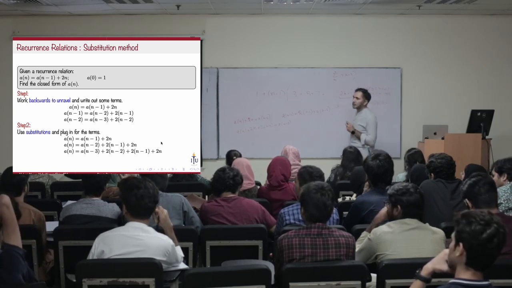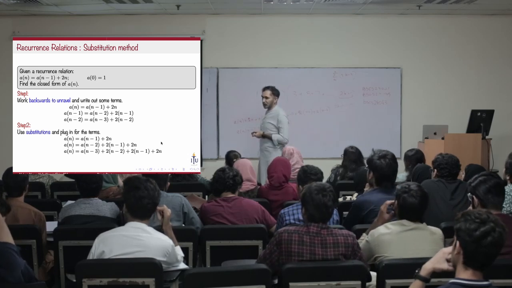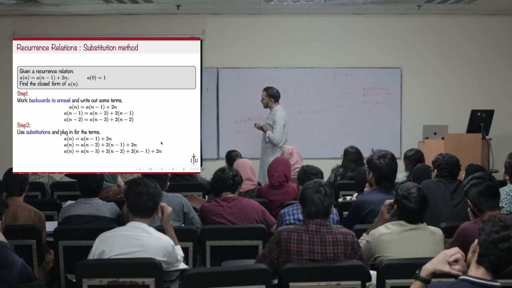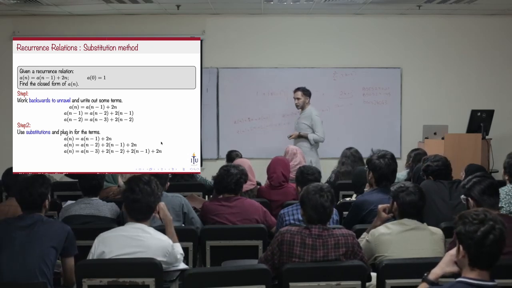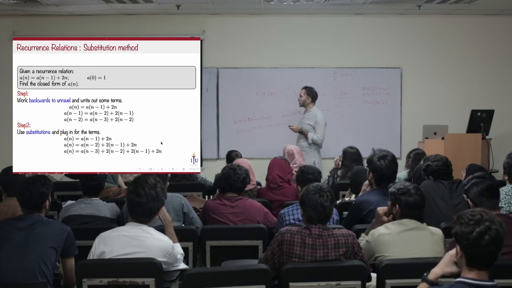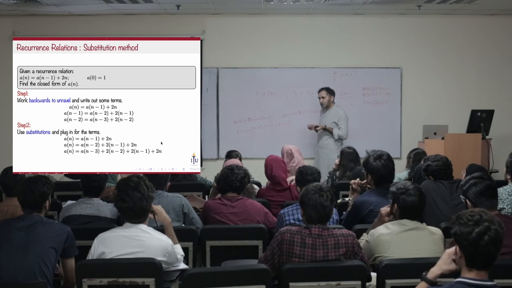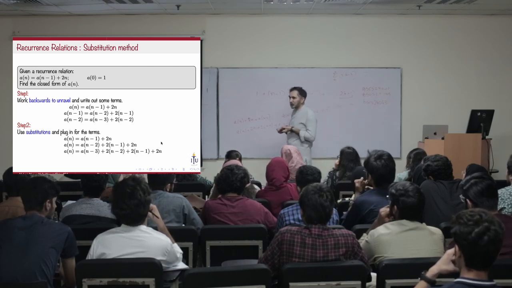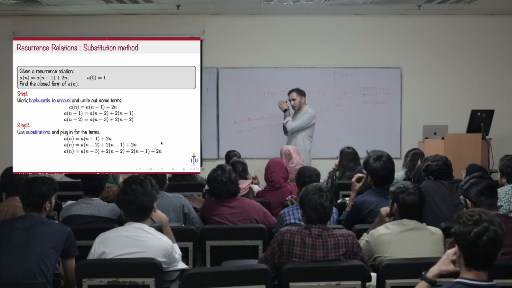They have already told you a of 0. Whenever you get a recurrence relation, someone will tell you what the initial condition is. Nobody can tell you what a of 0 is going to be unless someone tells you. a of 0 would be a bound.